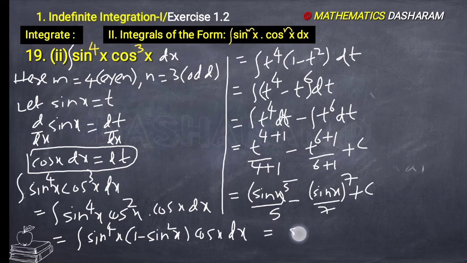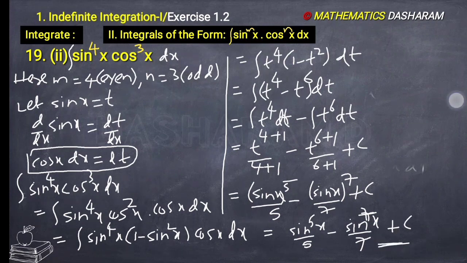So it is equal to sin to the power of 5 x by 5 minus sin to the power of 7 x by 7 plus C, which is our required answer.